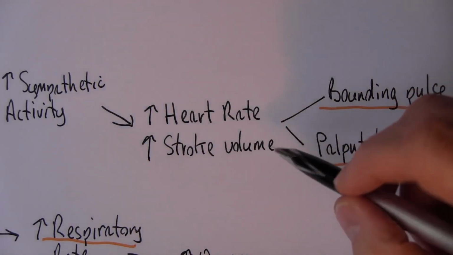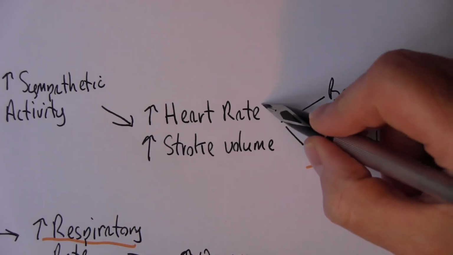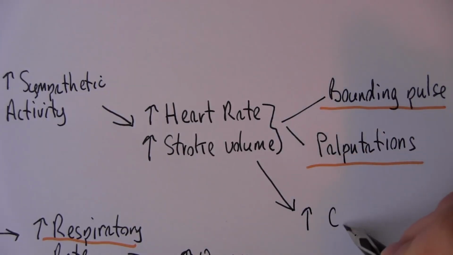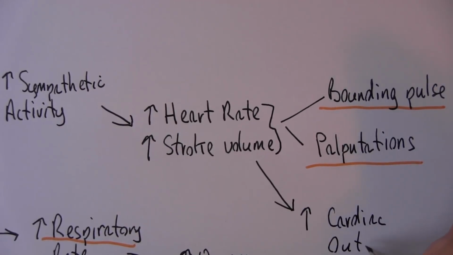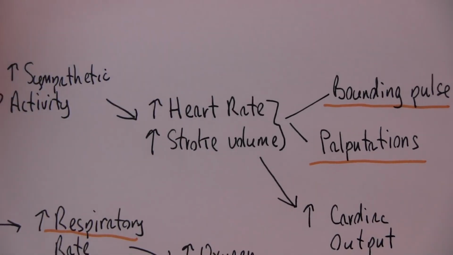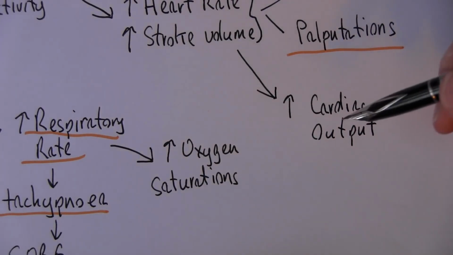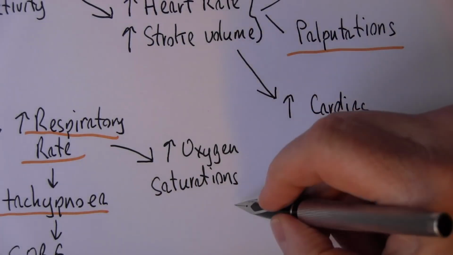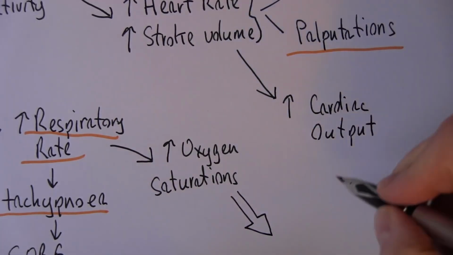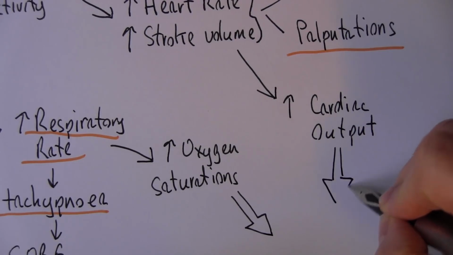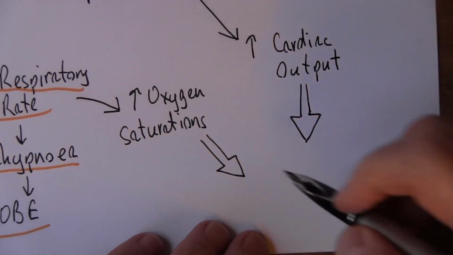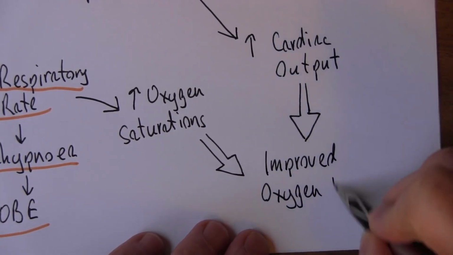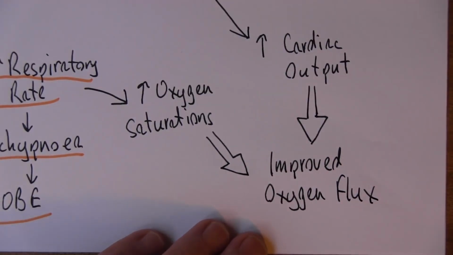Now, the reason that the heart rate and the stroke volume increase is because together these two will increase cardiac output. They will increase cardiac output. So you can see now we've got improved oxygen saturations and we've got increased cardiac output. And both of these effects are going to increase what we call oxygen flux. It's going to be increased oxygen flux.